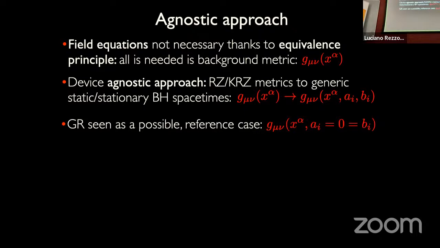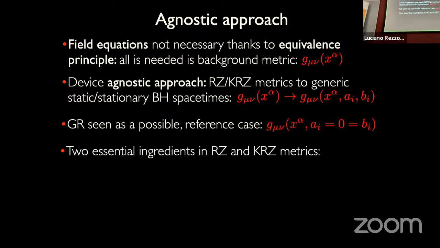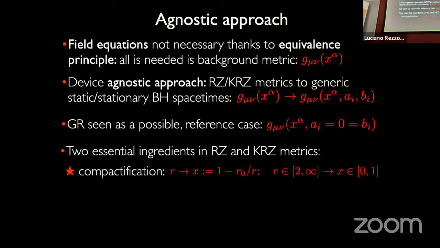There are 2 mathematical tricks that make this approach particularly powerful. These are called the RZ and KRZ metrics. The first one is we compactify the radial coordinate. So instead of having the radial coordinate between 2 and infinity, say for a spherically symmetric spacetime, it's between 0 and 1. And this allows us to very easily get the asymptotics right and get the location of the horizon very precisely.